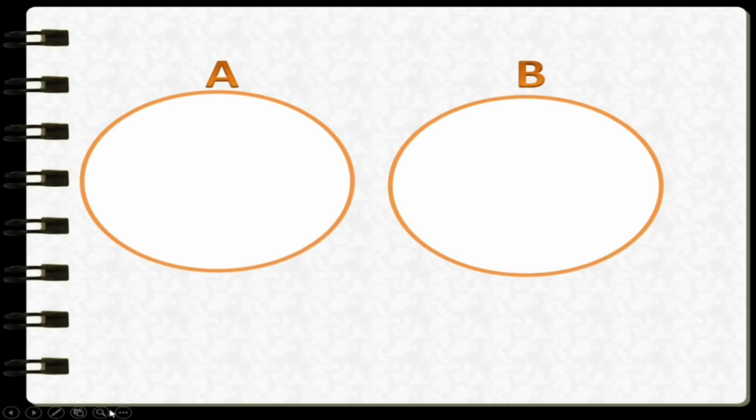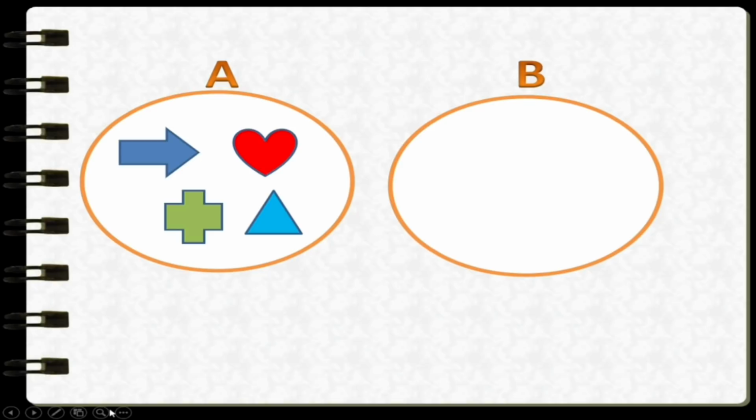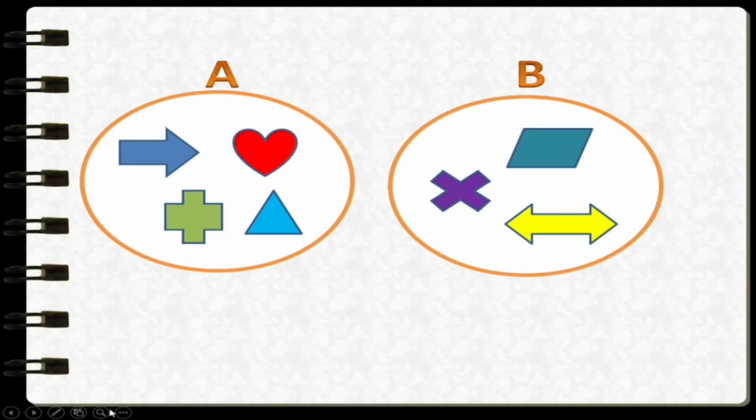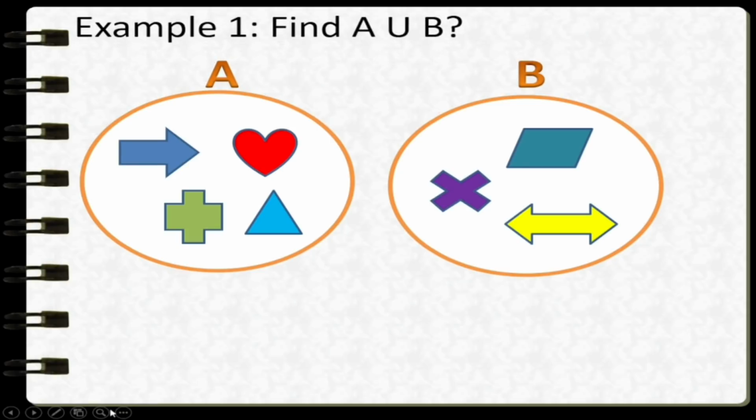Okay. For us to be able to learn more about the union of a set, we'll try to have some examples. So suppose I have here set A and set B. For set A, we have the following shapes: the arrow right, the heart shape, the plus sign, and the triangle. And for set B, we have the parallelogram, the cross shape or the multiplication sign, and we have the left-right arrow. If we're going to find A union B, remember that we're going to list all the elements in both sets.